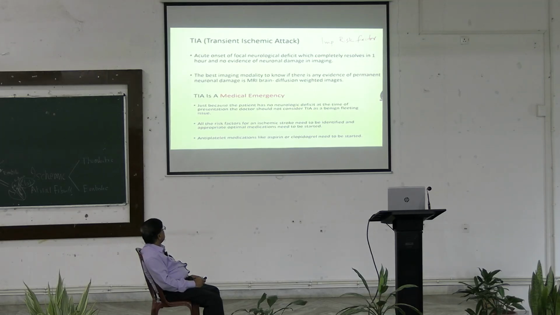Now, what is TIA? Transient ischemic attack. It is a focal neurodeficit that develops, and complete recovery is within 1 hour. This is called transient ischemic attack. The best imaging modality is MRI, to know if there is any evidence of permanent neurological deficit. If you do a CT scan or MRI afterwards, there will be no lesions in TIA, but the patient develops hemiplegia or neurodeficit and within about 1 hour there is complete recovery without any neurodeficit.